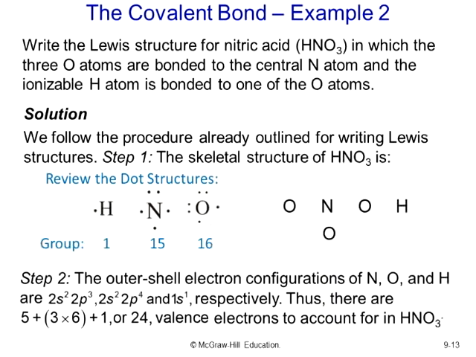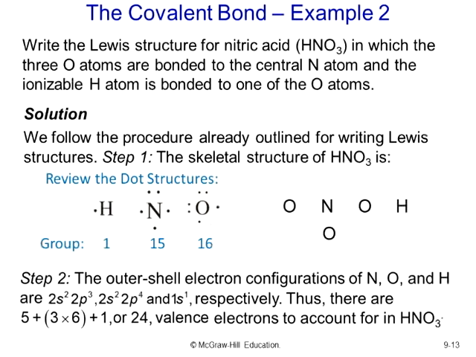Let's take another example. Nitric acid, shown here, HNO3. We have the dot structures based upon where they're located on the periodic table. Hydrogen has 1 dot. Nitrogen in group 15 has 5 dots, 5 electrons, of which 2 form a lone pair. Oxygen has 6 dots, 6 valence electrons, of which we have 2 sets of lone pairs. Okay?